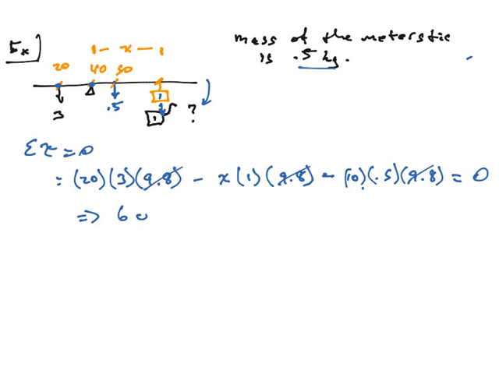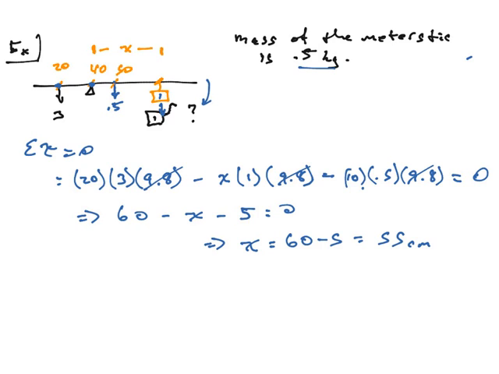What's left? We've got 60 minus 1 times x minus half of 10, which is 5, equals 0. So x is 60 minus 5, which is 55 centimeters. Now, do I box this answer? That's the question.